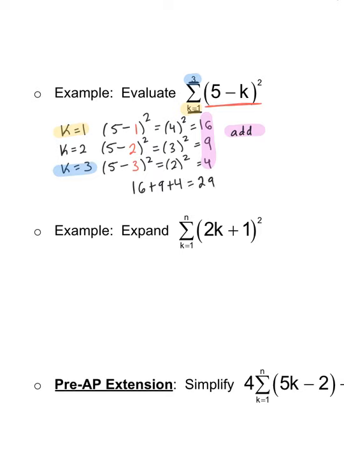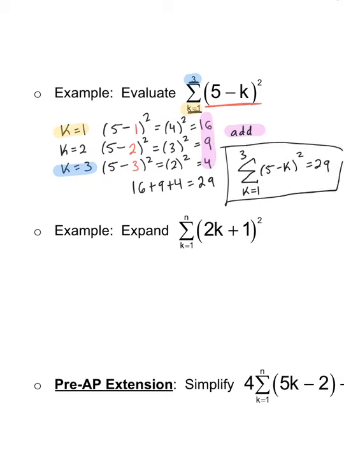So my answer, the sum is equal to 29. So this means that if I take the first 3 terms of this sequence and add them together, the number that I get is 29. Okay, let's try another example.